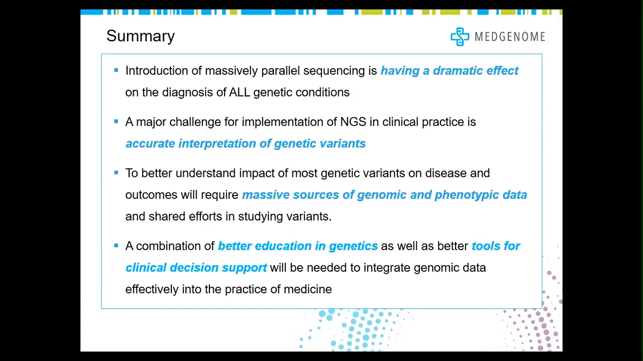We have to have large sources of genotypic as well as phenotypic data. So the more information, what we now call HPO, human phenotype ontology, is very important. We should have a similar platform in how we describe the patient's phenotype, and this will help us get better information. So a combination of better education in genetics as well as better tools for genetic decision support will be needed to integrate this genomic data.